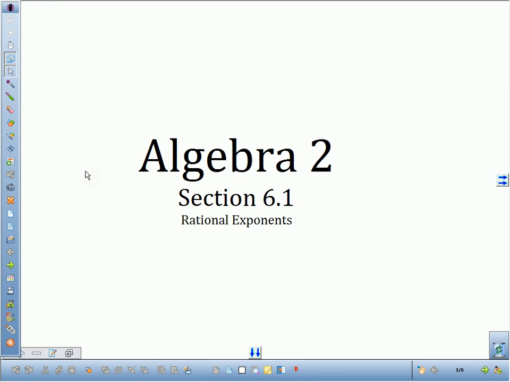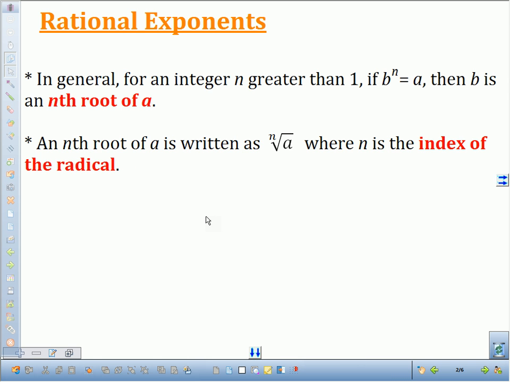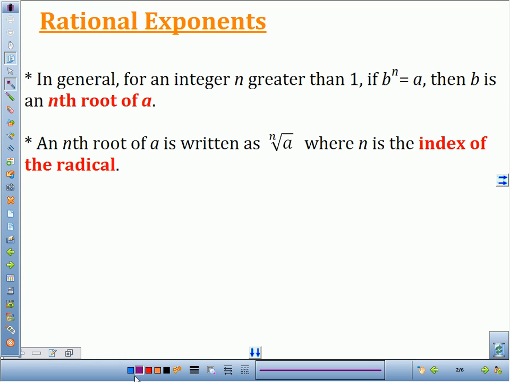These are the notes for Algebra 2, Section 6.1, and we're looking at rational exponents. Before we actually get started, we do need to do some vocabulary stuff. The first one is, in general, if for an integer n greater than 1, n would have to be 2, 3, 4, 5, something like that, if b to the nth power equals a, then b is an nth root of a.